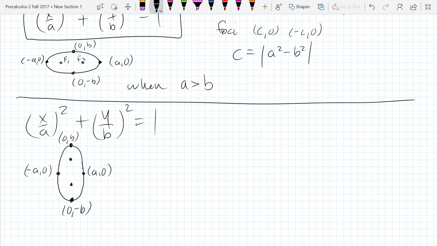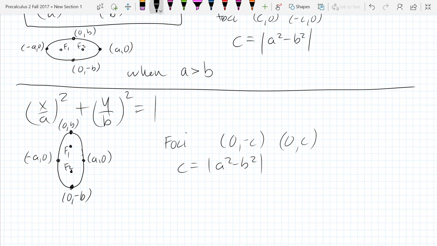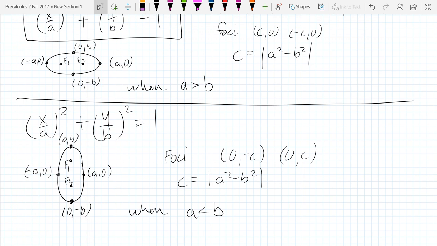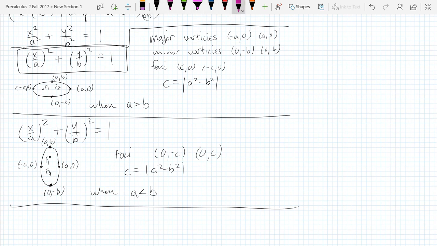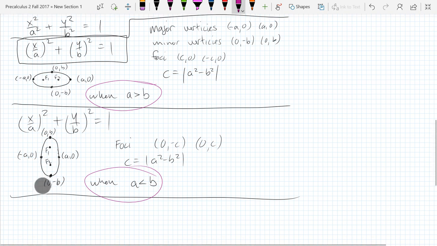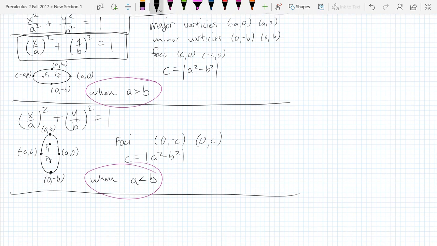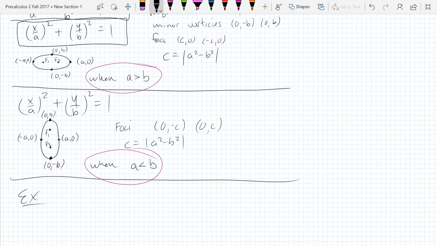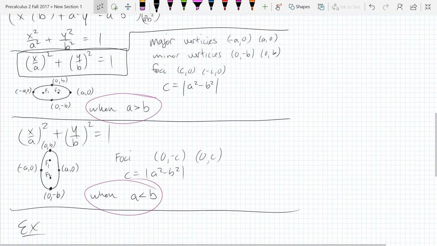The foci are what change. The foci are now going to be 0, minus c and 0, plus c. And the good news is c is still the square root of a squared minus b squared in absolute value. The way that you know you have a tall ellipse is when a is less than b. So the way you tell is you have to know if a or b is bigger. That determines what ellipse you have. So this is probably a good place to stop before we do any more problems.